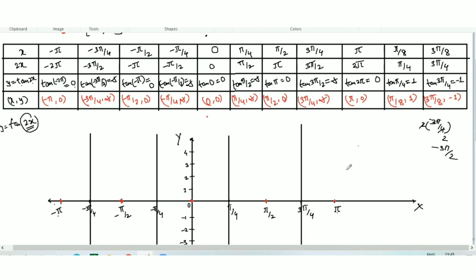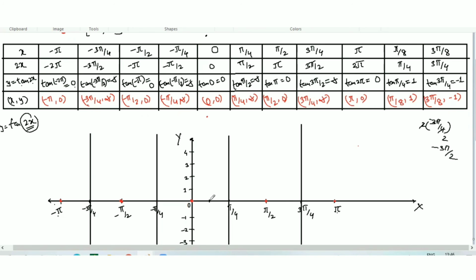Now I have taken a few more points here, which is pi over 8. This point is pi over 8. When you multiply by 2, 2 times pi over 8 is pi over 4. Tan pi over 4 will give you 1. And the coordinate point is pi over 8, 1. Where does pi over 8 come? Pi over 8 comes here.